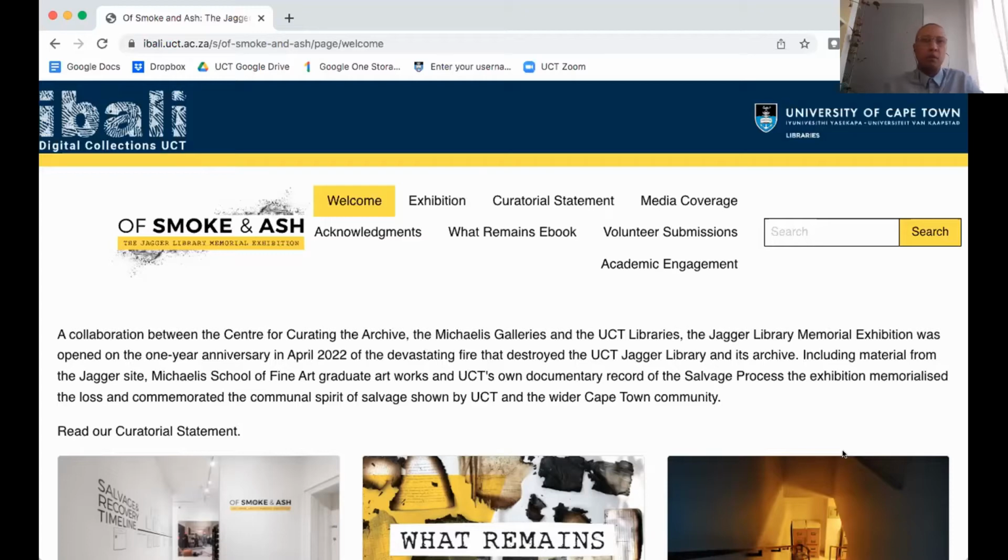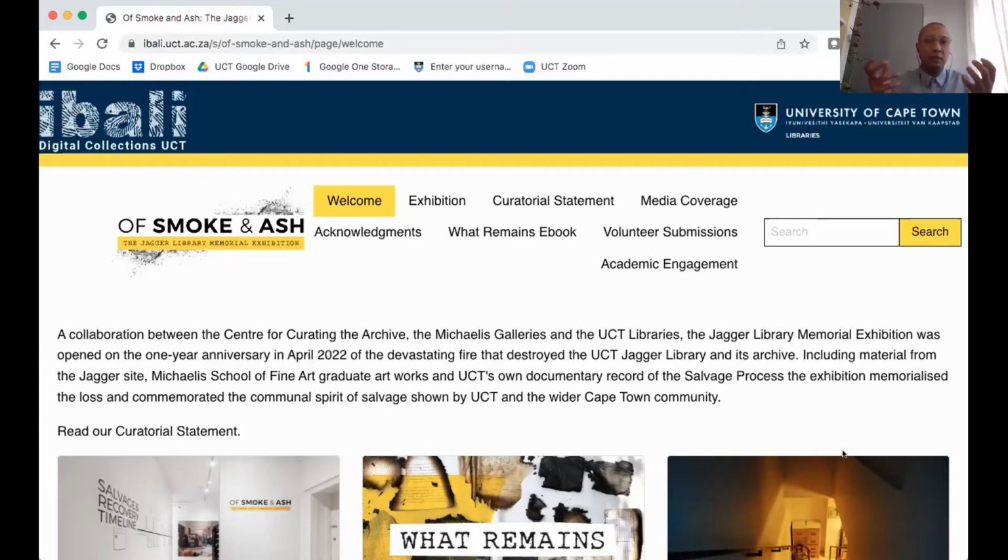Just to fast forward, our exhibition opened on the 1-year anniversary of the loss of the library, and the exhibition was a collaboration between the Center for Curating the Archive, where I work, the Michaelis Galleries, which is at the University of Cape Town's upper campus, as well as with UCT Libraries. The basic terms of the exhibition were that it would memorialize the loss of the library as well as the archives, but also commemorate the work of UCT Libraries as well as the many volunteers that were involved in the process of the salvage of the archive.